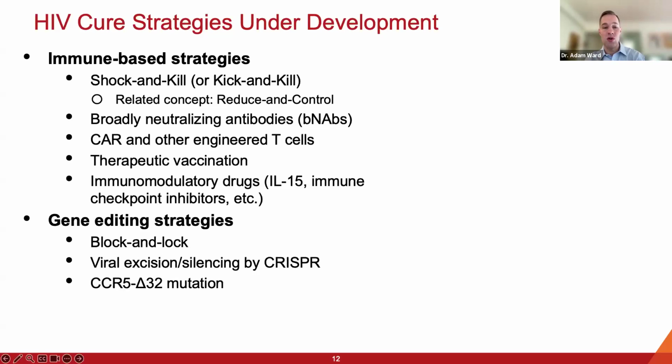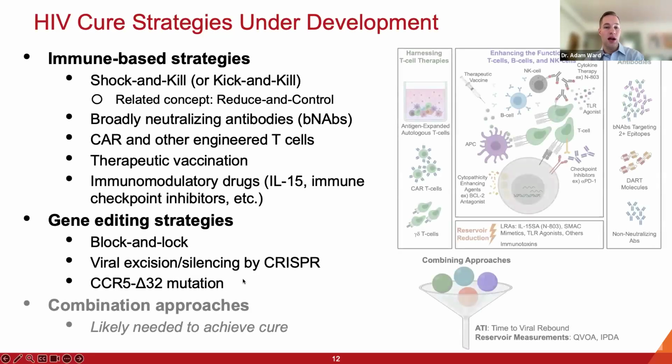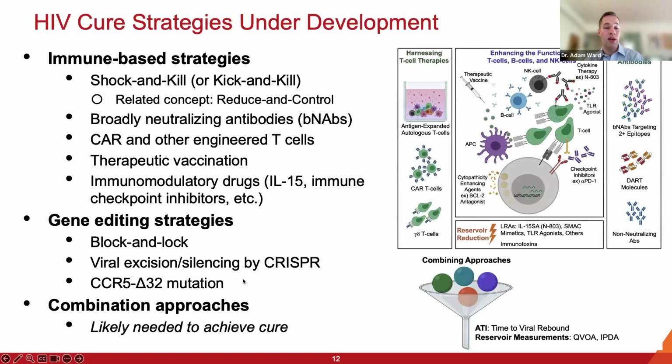Also, viral excision or permanent silencing by CRISPR-Cas9 gene engineering is being explored. And then also engineering the mutation in the CCR5 co-receptor called the Delta 32 mutation, which is the mutation in the donor cells in the cases of stem cell transplant that confers natural resistance to some strains of HIV and may have allowed for those individuals to achieve HIV cure. And then, it's likely that some combination of all of these approaches may be needed to achieve cure.